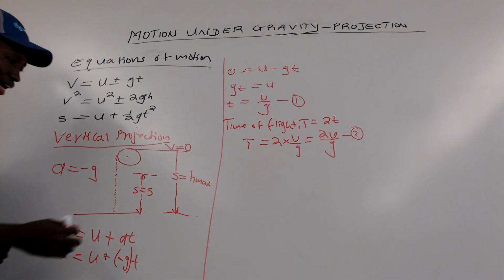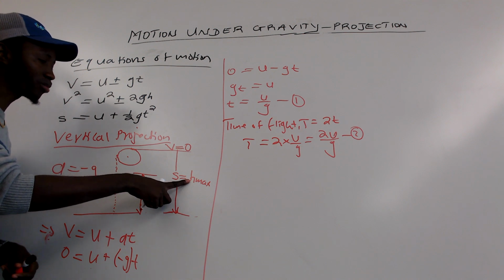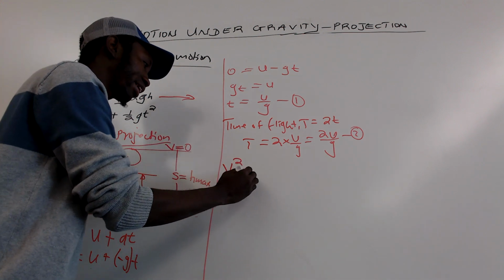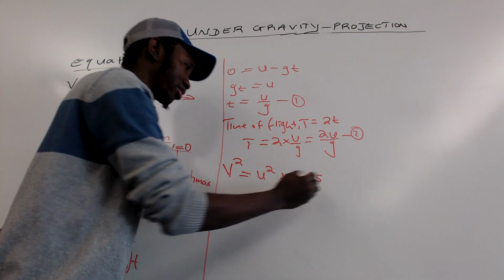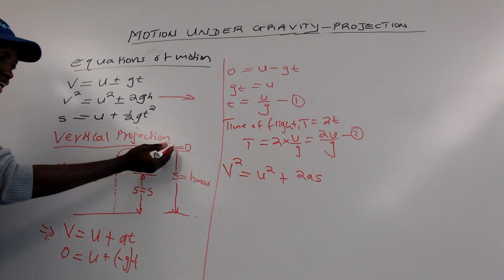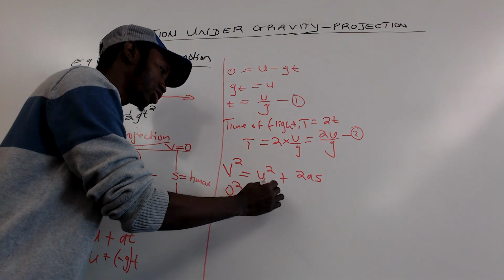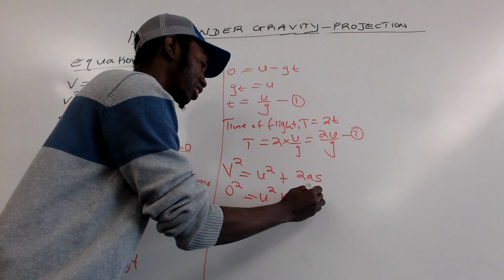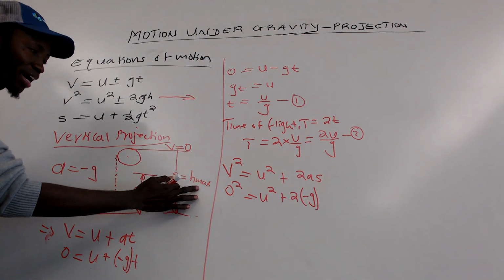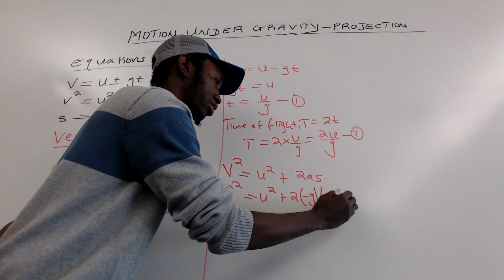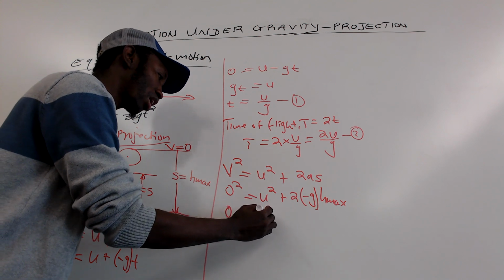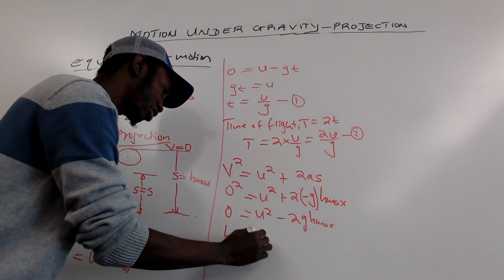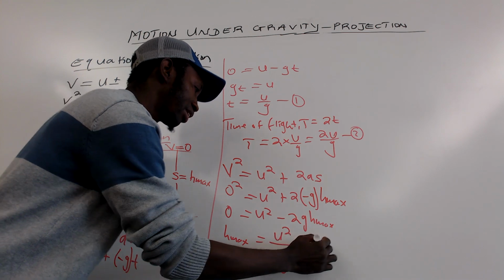The other quantity we'll be asked to find is H max, which is the maximum height. We can have it from the second equation: V squared equals U squared plus 2AS. As we all know, when an object is projected vertically, V is 0, so we have 0 squared equals U squared plus 2 into, what is our A? Our A here is negative G because the object is projected vertically, and our S here is H max because it reaches its highest point. So if we simplify, 0 equals U squared minus 2G H max. If we make H max the subject, we have H max equals U squared all over 2G. This gives us equation 3.